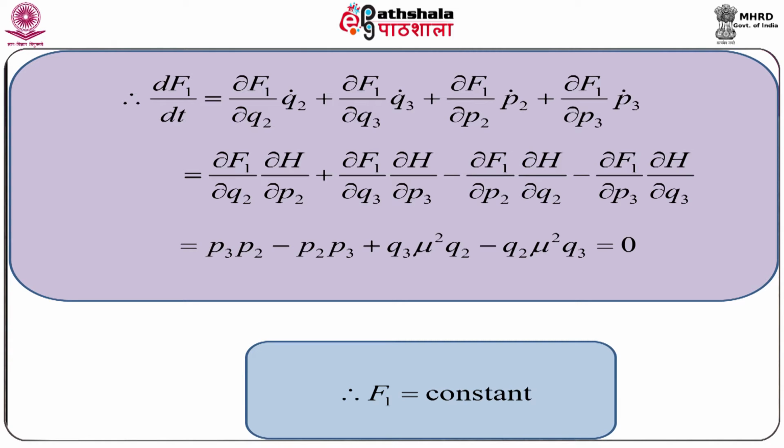Thus, dF1/dt equals P3 into P2 minus P2 into P3 plus Q3 into mu square into Q2 minus Q2 into mu square into Q3. Therefore, dF1/dt equal to 0. After evaluating the derivatives from the expression of F1, we have used them and obtained these results. So, F1 is a constant.